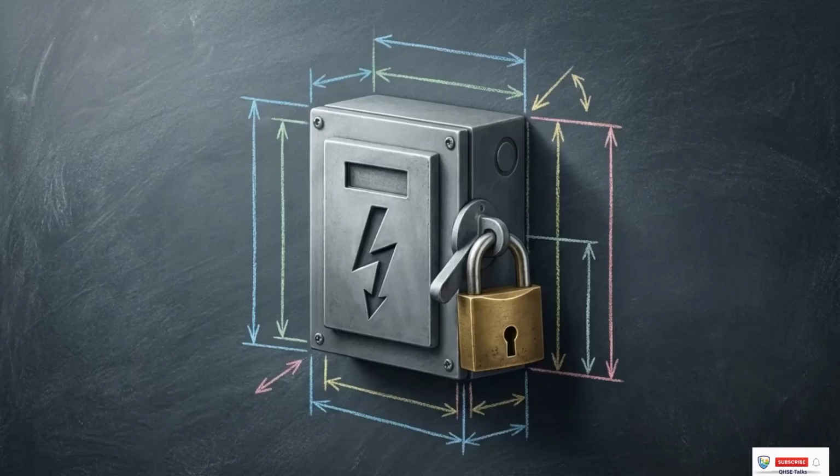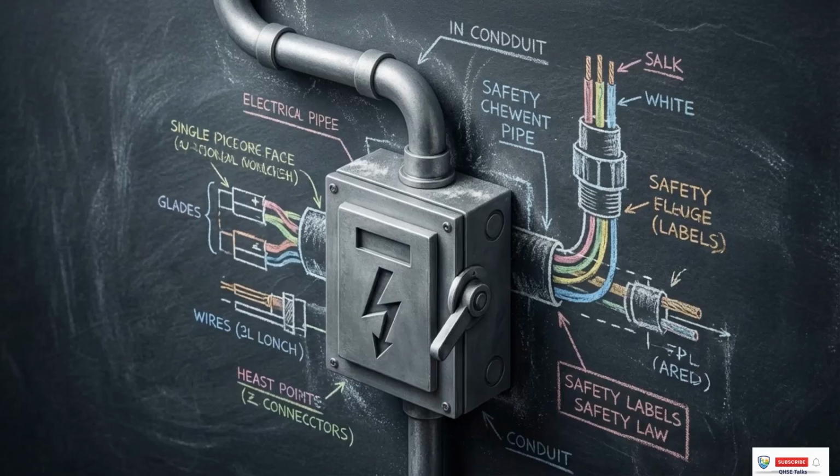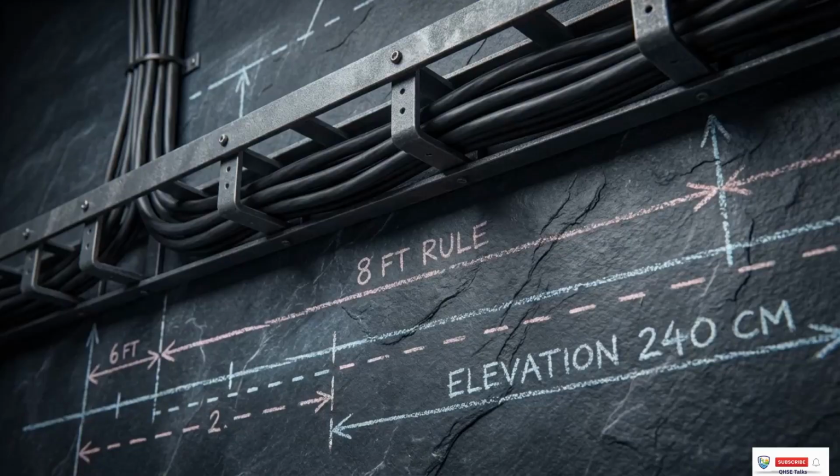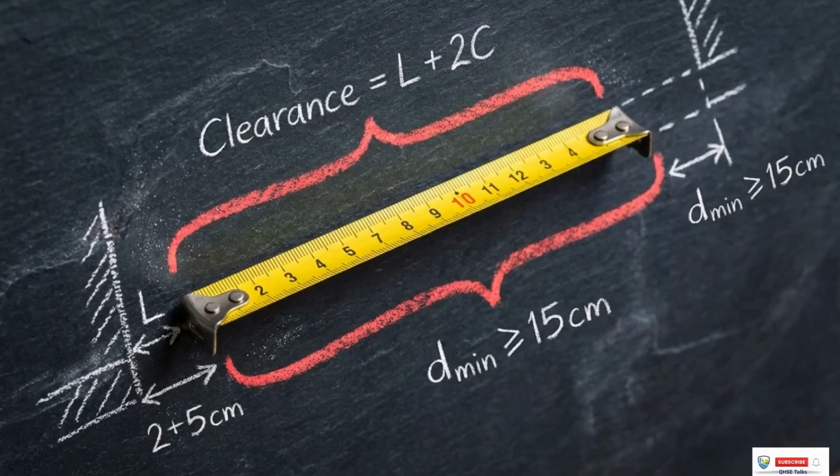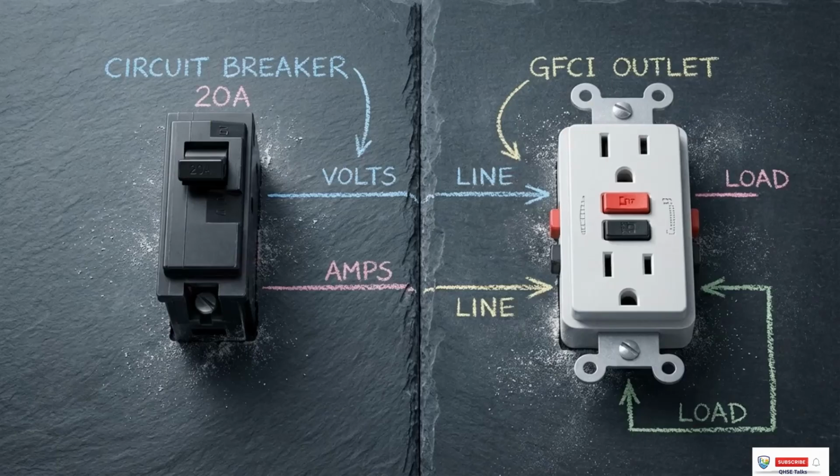Physical guarding is the baseline engineering control. Any energized parts operating at 50 volts or more must be guarded by approved enclosures or elevated a minimum of 8 feet above the working surface. For overhead power lines, regulations require a 10-foot minimum distance for lines up to 50 kilovolts. For every 10 kilovolts above that, you must add 4 additional inches of clearance. Within standard circuitry, you must distinguish between the functions of circuit breakers and ground fault circuit interrupters, or GFCIs.